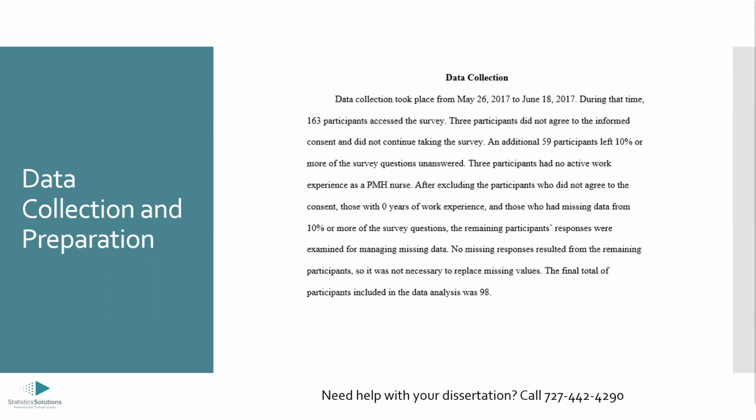Here's another example of how this might look with just a little bit more detail. So we have information about the data collection. Again, we say how many total participants accessed the survey. Then we go into details about any participants that we needed to exclude. So participants who didn't agree to the informed consent, participants who were missing some data, participants who didn't meet our exclusion or inclusion criteria. And then we state what our final total sample size was here at the end.